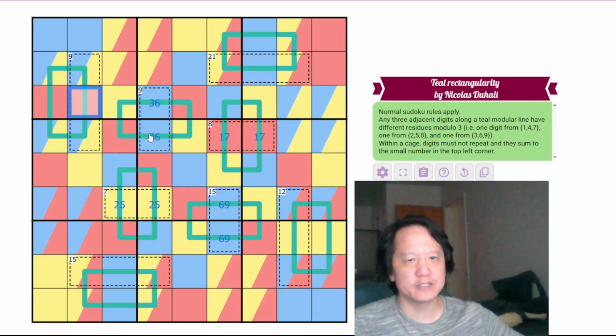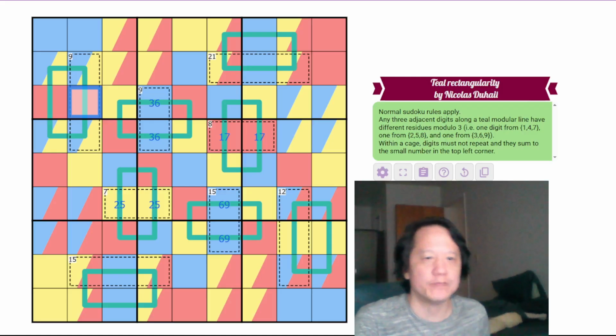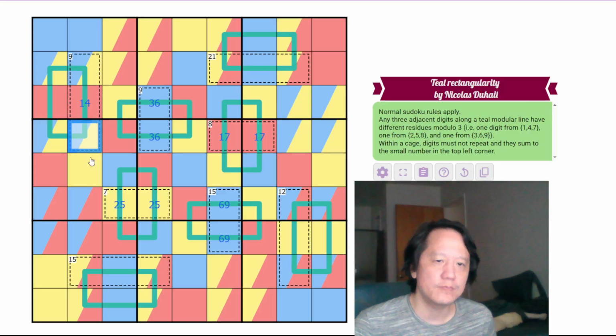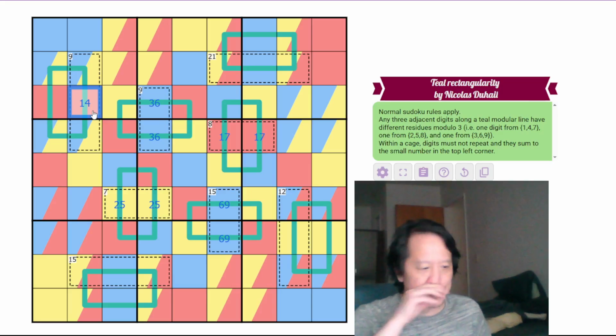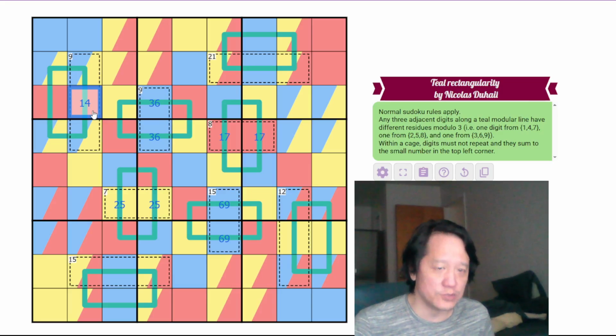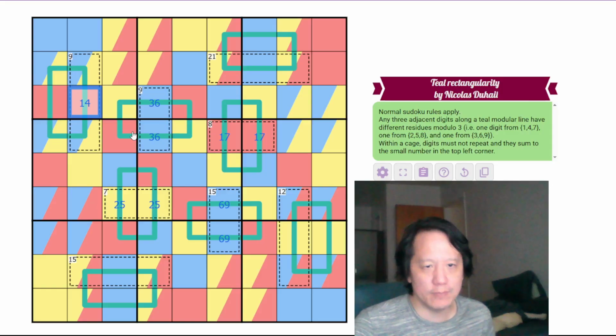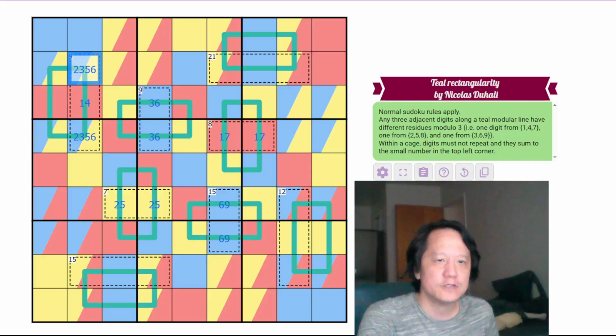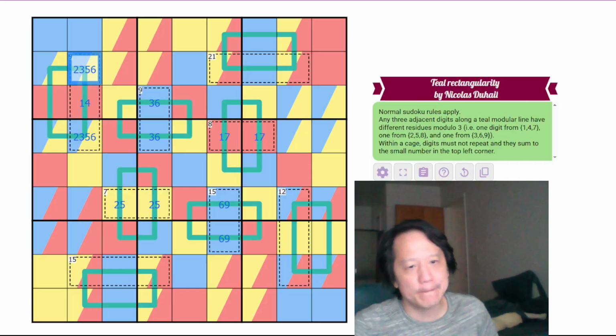So this has to be 1 or 4 here to add up to 9. Because 1 would be with 3 or 5, or 2 or 6. And 4 would be with 2 or 3. And 7 doesn't work at all. So this is 2, 3, 5, or 6 here. 2, 3, 5, or 6 there.